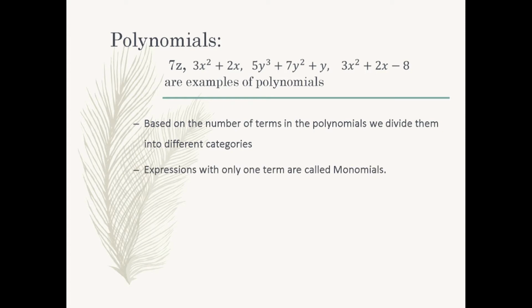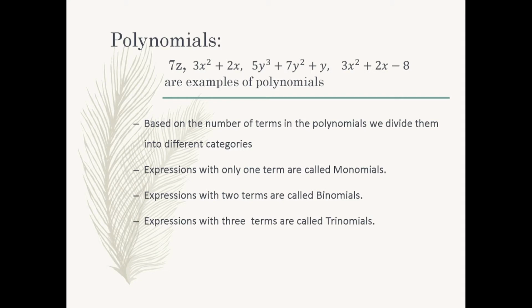Expressions with only one term are called monomials. Expressions with two terms are called binomials. Expressions with three terms are called trinomials, and generally we call them polynomials.